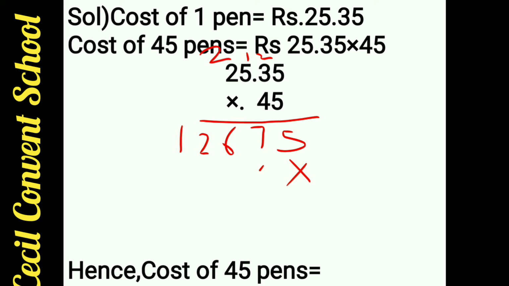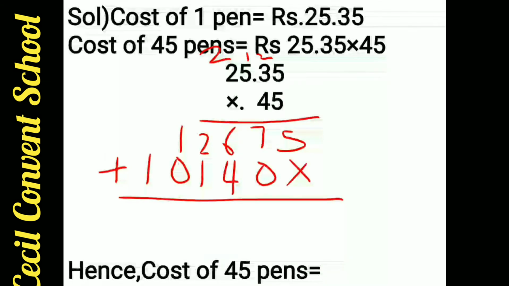4 5s are 20. 2 will go on 3. So 4 3s are 12. 12 plus 2 is 14. 1 will go on 5. Now 4 5s are 20. 20 plus 1 is 21. 2 goes on 2. 4 2s are 8. 8 plus 2 is 10. Clear? Now you have to add them.